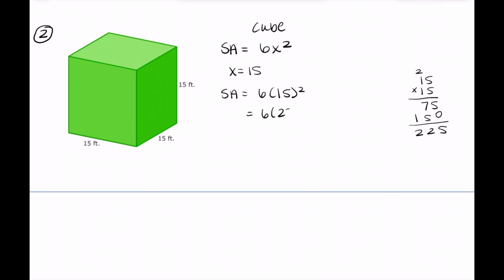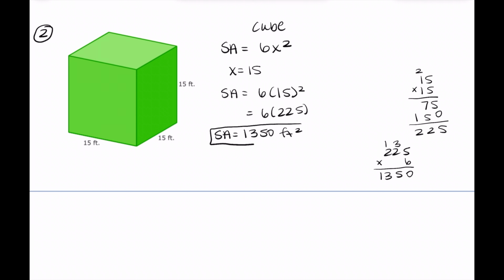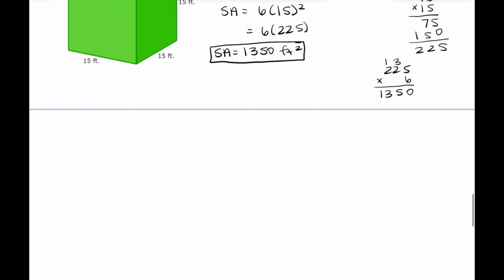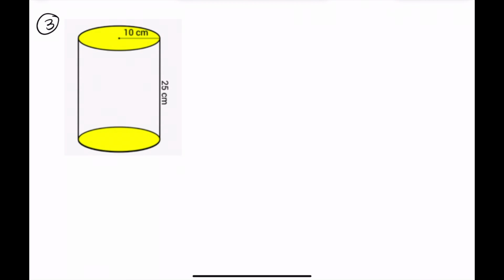So then our next step would be 6 times 225. I will do that again on the side for you guys here. 6 times 225 will give me an answer of 1,350. So the surface area of this cube would be 1,350 feet squared because, like I said already, the units for surface area are always units squared. So that is our example of cubes. And now, last but not least, we will be going on to our third and final practice problem. And as you guys can see, this is our cylinder example.